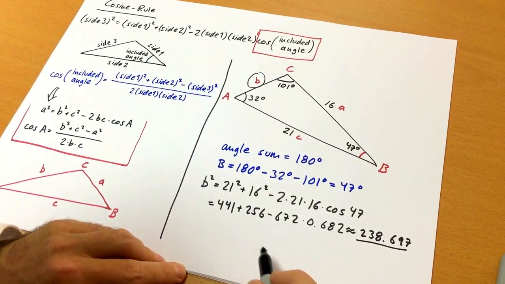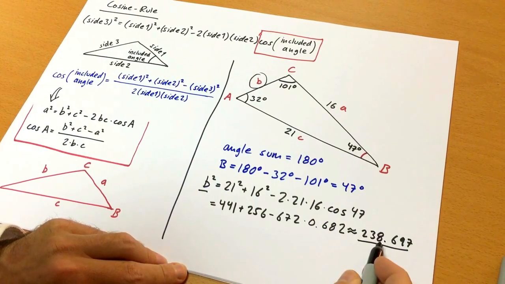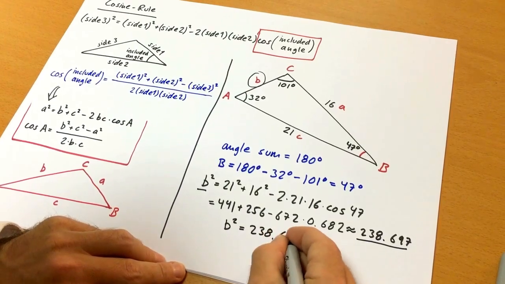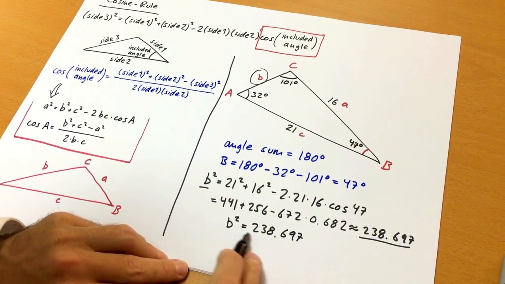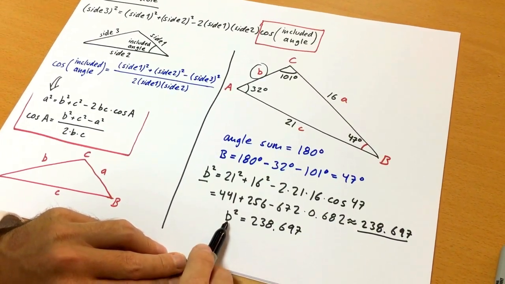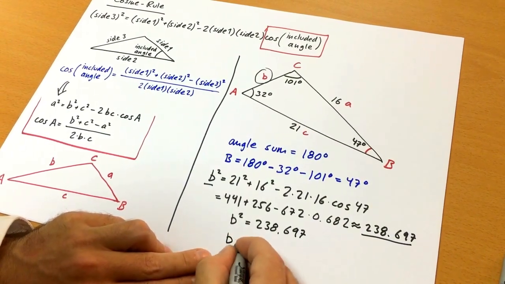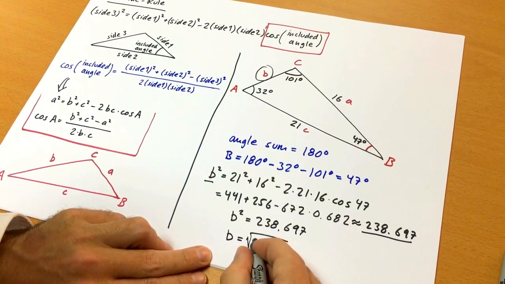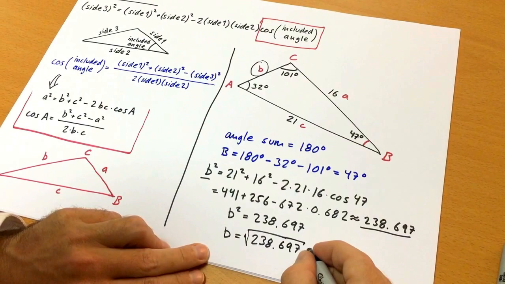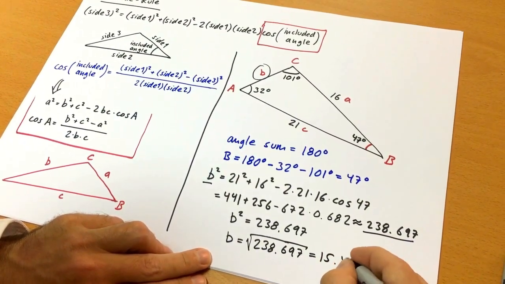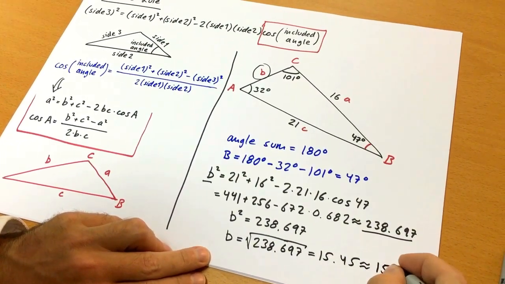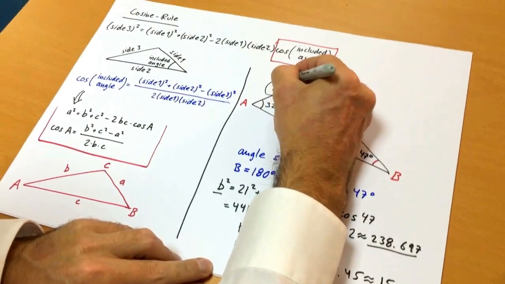Why? Because I'm still not done. This was b squared. B squared is equal to 238.697. But when you meet Obama in the board meeting of the UN, he doesn't want to know what the length squared is equal to. He wants to know the length of the side of the triangle, because we're all practical people here. So we need to take the square root of 238.697. If I take the square root of it, I'm getting something like 15.45, which is more or less equal to 15. So b, let's round it to 15.